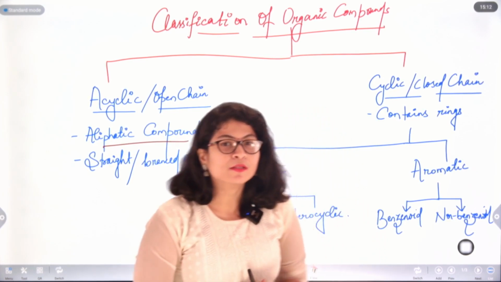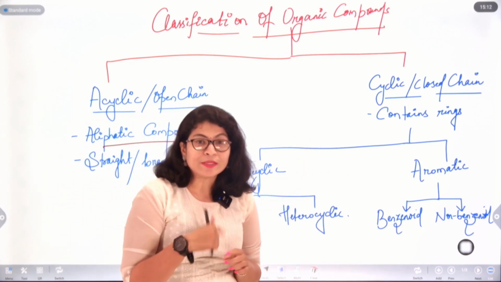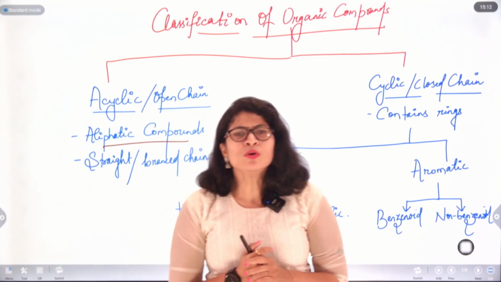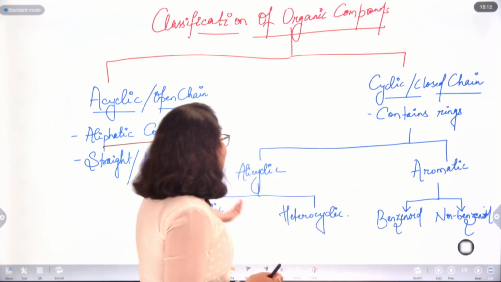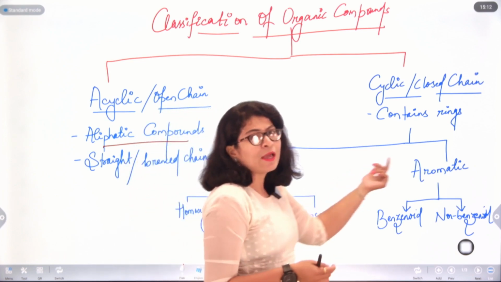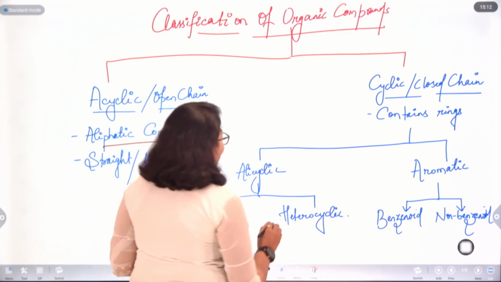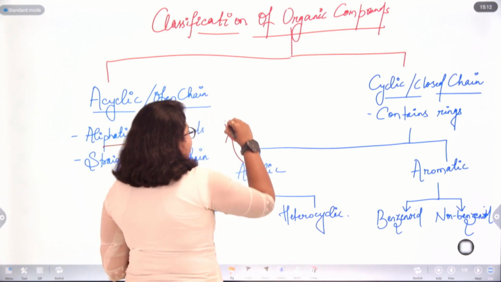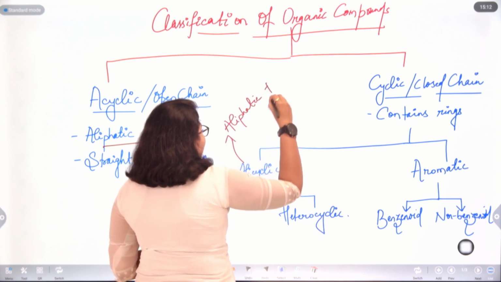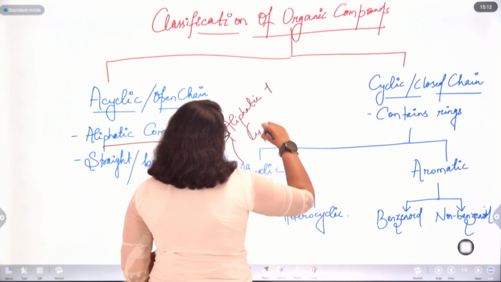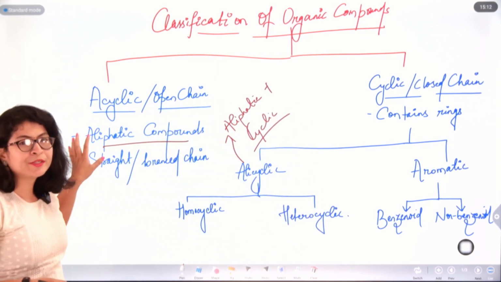Next, the other is cyclic or closed chain. They basically contain rings. The cyclic can be further classified into two categories. One is alicyclic and another is aromatic. Alicyclic somewhat derives its name from aliphatic plus cyclic. So aliphatic compounds were the straight chain compounds, right?